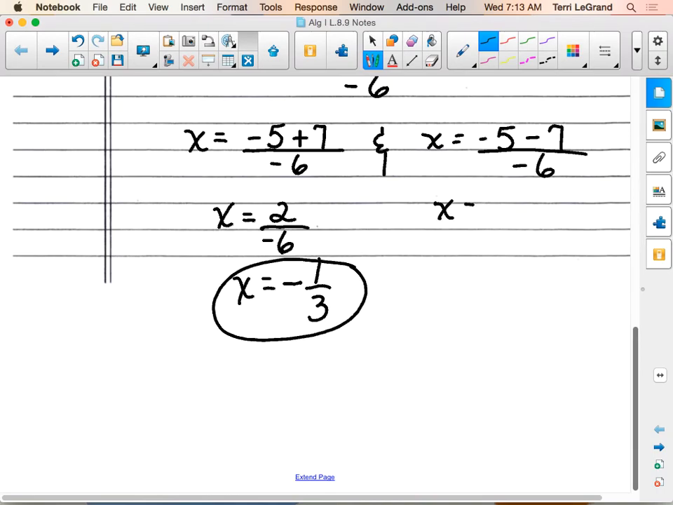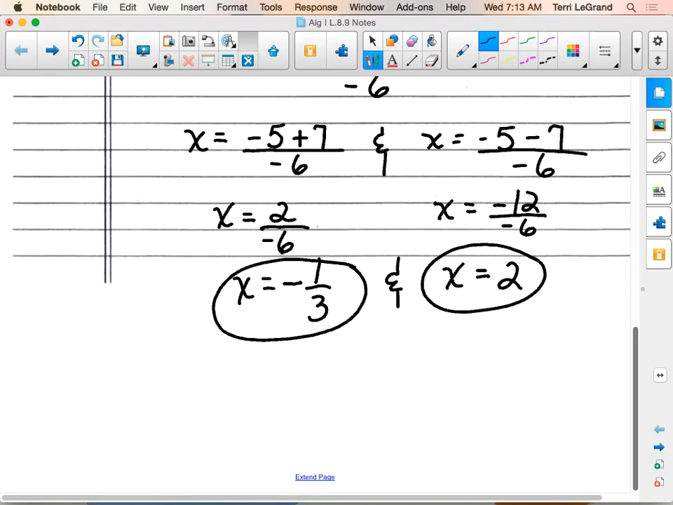We're going to come over to this one. Negative 5 take away 7. We have negative 12. Negative 12 divided by negative 6. A negative divided by a negative is a positive. 12 divided by 6 is 2. So we have our two solutions, x equals negative 1/3 and x equals 2. A parabola crossing the x-axis in two locations, 2 zeros.